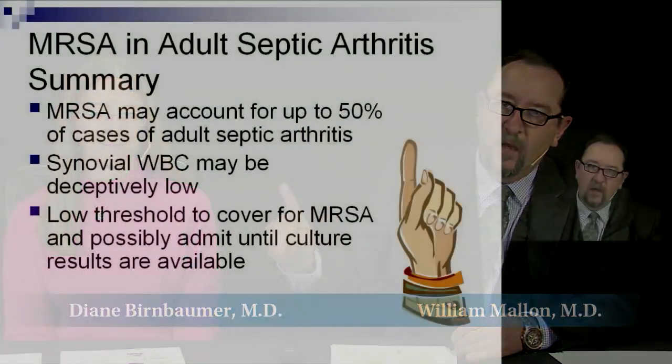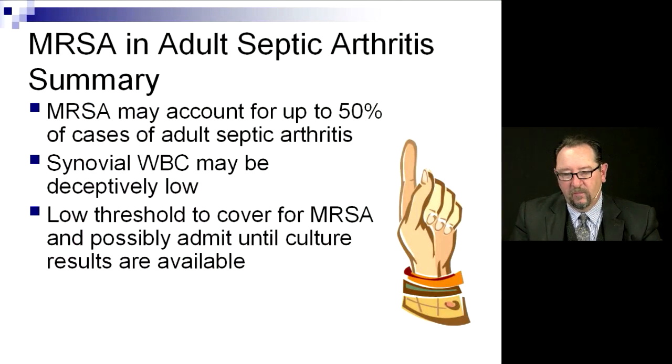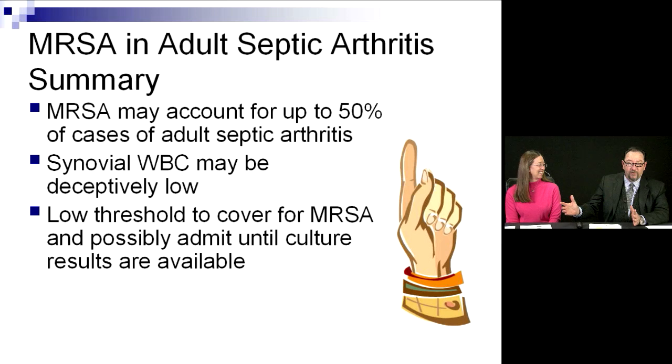So, MRSA may, and in honor of Jerry Hoffman, let me just say what he would say, it also means may not, account for up to 50% of cases of adult septic arthritis. Synovial white counts in this small series were deceptively low. I don't know if that's true. I can think of reasons why it might be true, but I'd like to see better numbers. And you should have a low threshold to cover MRSA given the results of this paper, just to bring to mind that MRSA is no longer just in the skin. We know it can get into the lungs of people that have post-viral infection. It may be MRSA instead of MSSA, and now it can also get into your joints.